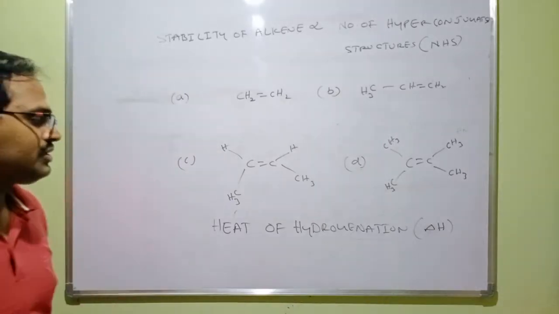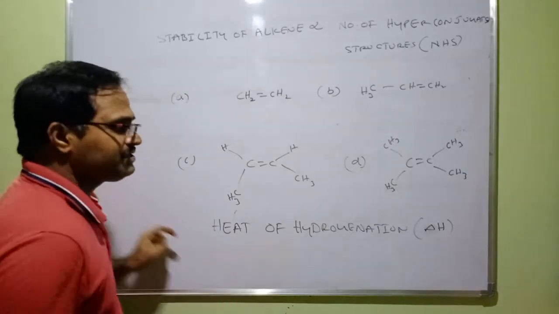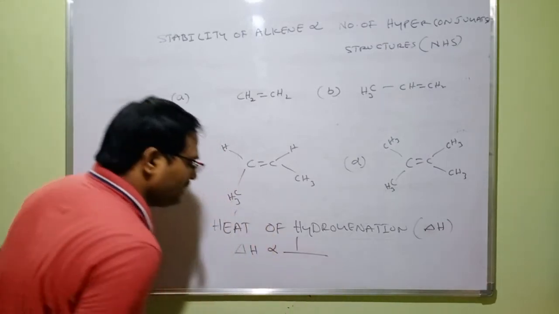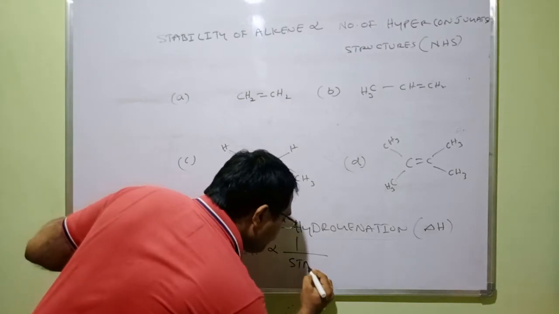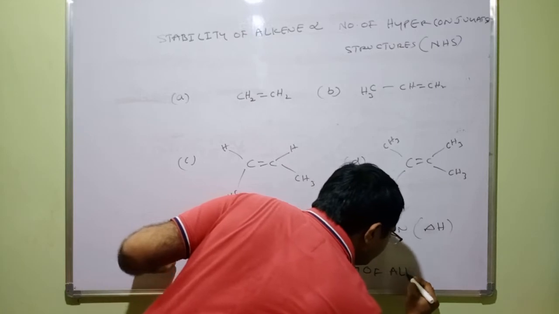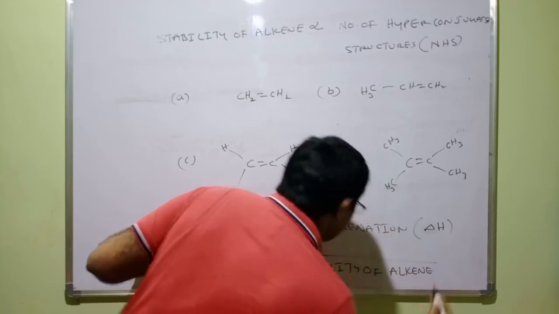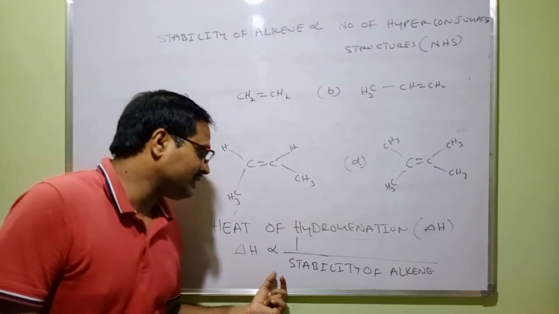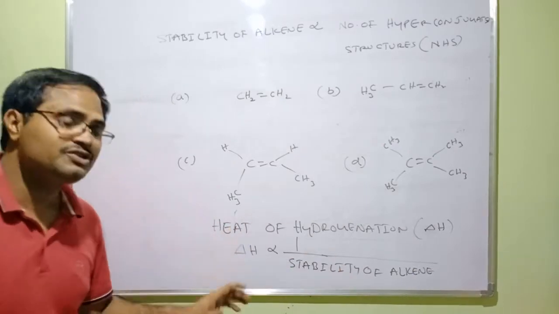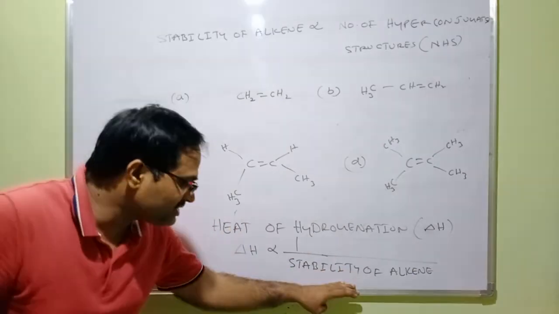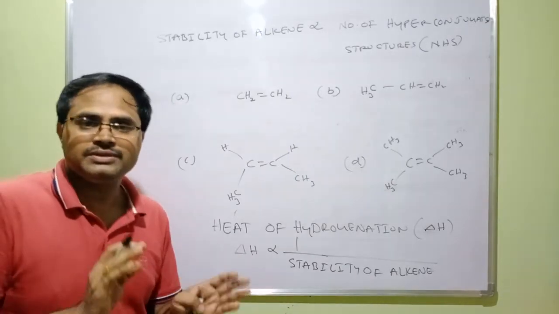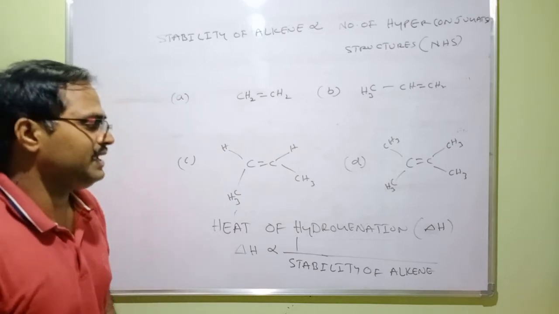So I will give a small trick to understand. Heat of hydrogenation, delta H, is inversely proportional to the stability of an alkene. If the alkene is more stable, then the heat of hydrogenation would be less. If the alkene is least stable, then the heat of hydrogenation will be more. This is a simple trick; if you remember it, you can easily answer in JEE exams.